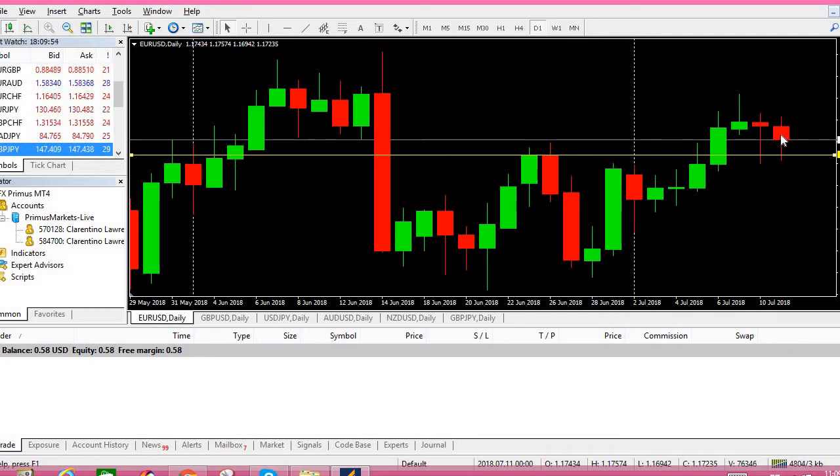This is today's daily candlestick chart, July 11, 2018. This was July 10th, 2018. So this is on a Wednesday, this is on a Tuesday, this is on a Monday. So let's observe the movement for the past week. This is Friday. For the past week, there has been a bullish move upward.